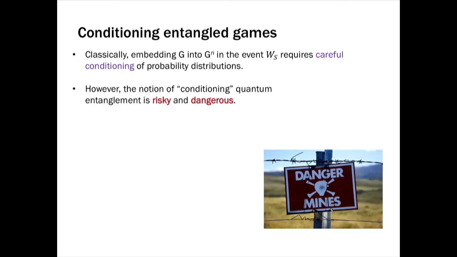So this is also something you do in the classical case, and they do this embedding, and it requires a very careful conditioning of probability distributions. Okay, and this is part of what makes the proof of Raz's theorem non-trivial. But in the quantum case, it's very hard to carry out the same program that Ran Raz carried out.